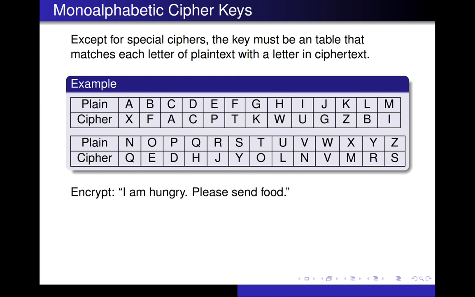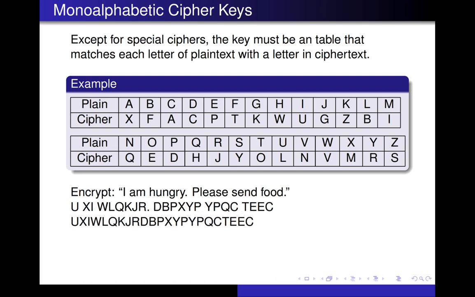So for instance, if I want to encrypt "I am hungry, please send food," to encrypt that I, I'd look on the top row until I found the I, and then right below it is a U, so I'd use the letter U for the word I. And then for A, right below that is an X, and for M, right below that is an I, so AM is going to be encrypted XI. We keep on going with the rest of the message. Then we remove the punctuation and get rid of the spaces, and there's our ciphertext.